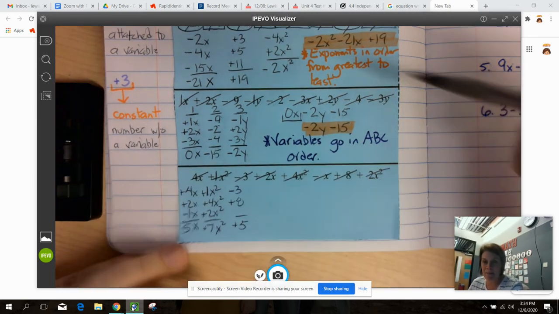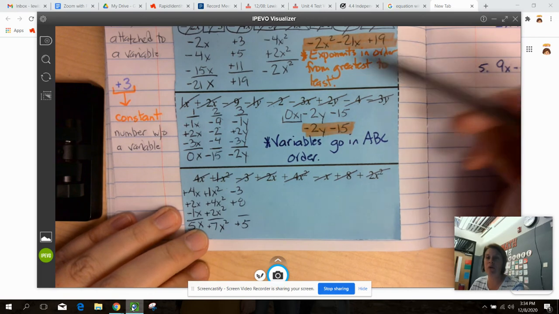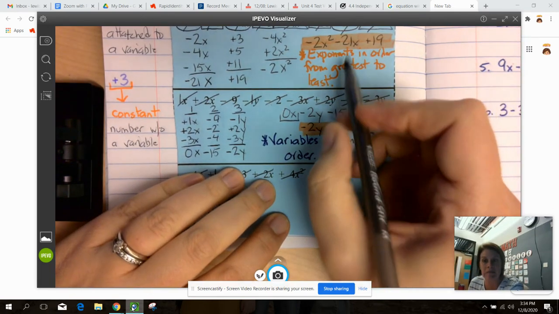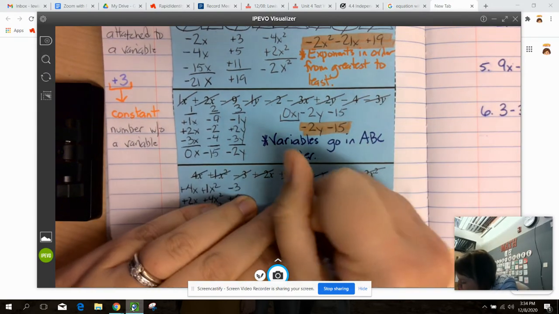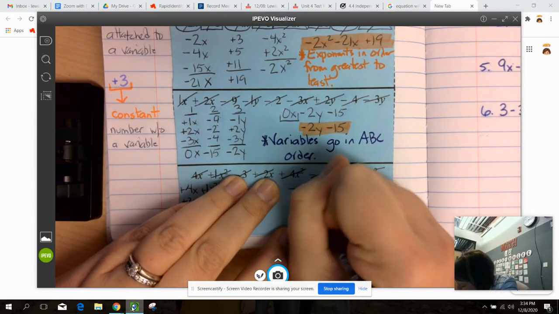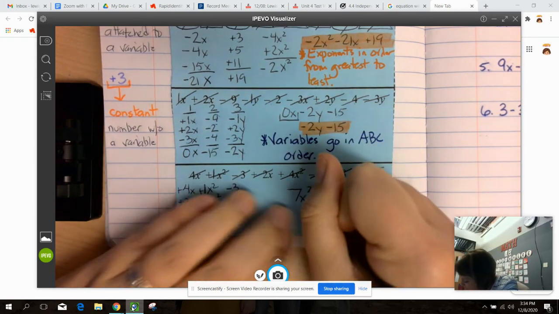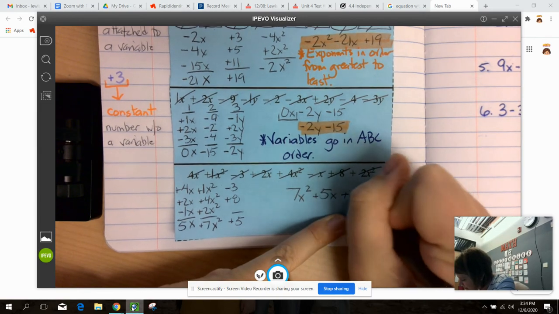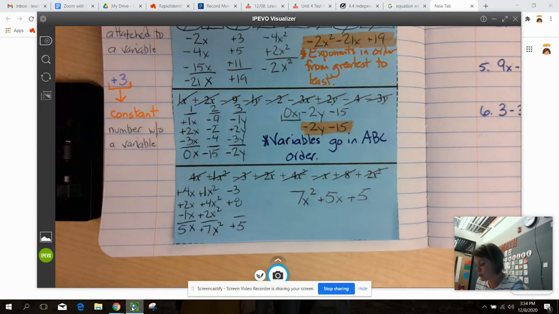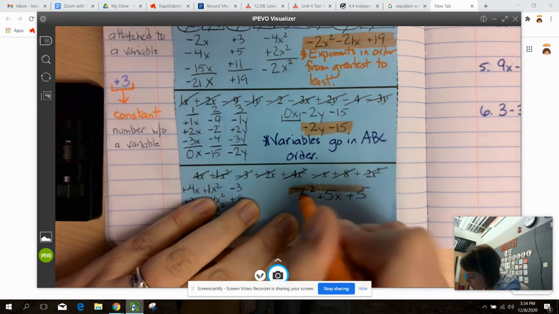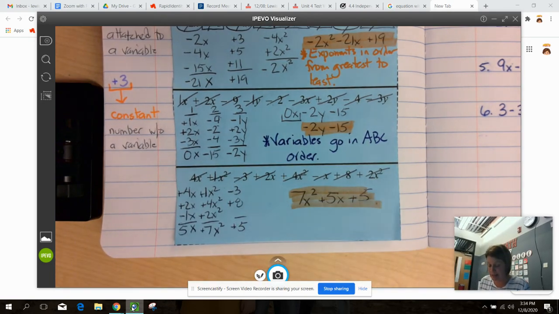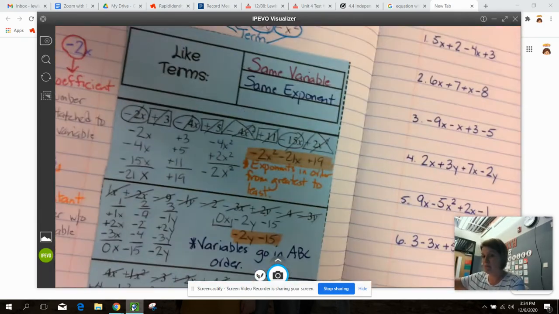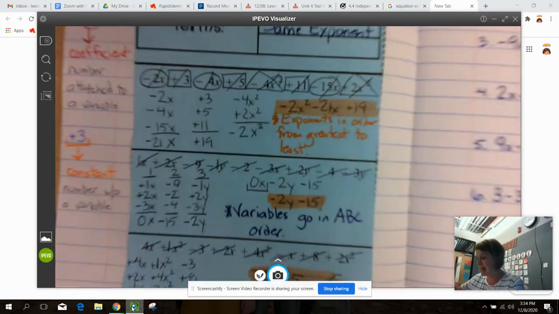So let's go back up here. Remember, exponents are going to go in order from greatest to least, sorry, y'all. So my greatest is going to be that 7x squared. We would then add the 5x plus 5. And that is your combined. There's no other like terms that you need to combine, and we can't combine any of those. All right, so we will do this together tomorrow, but that is how you combine like terms.